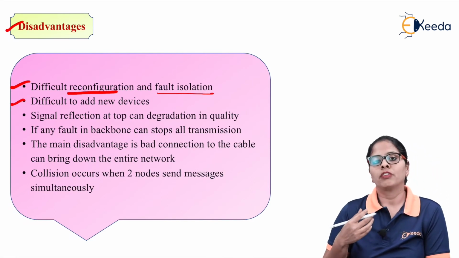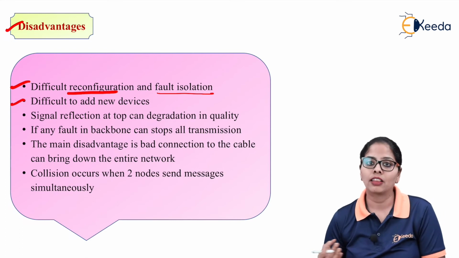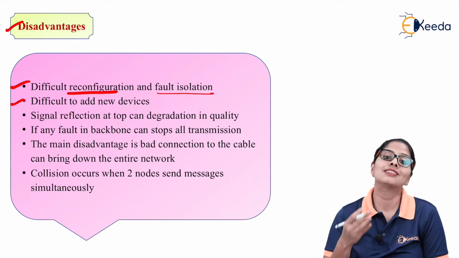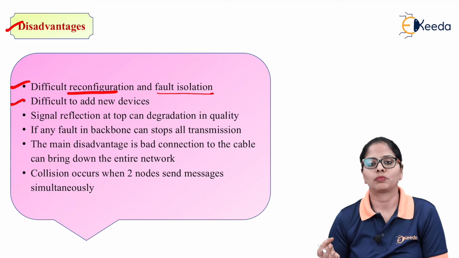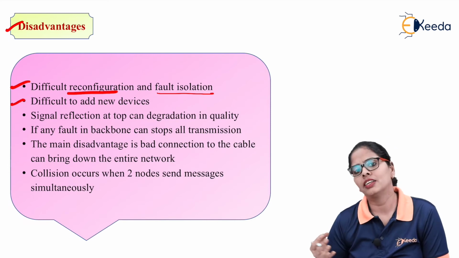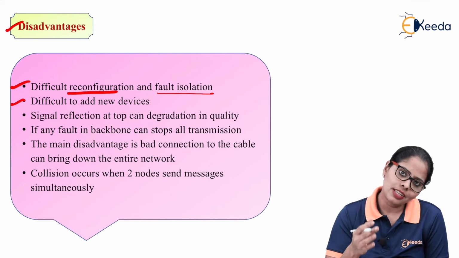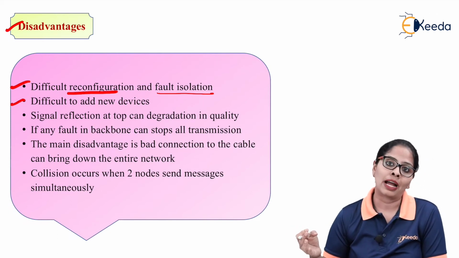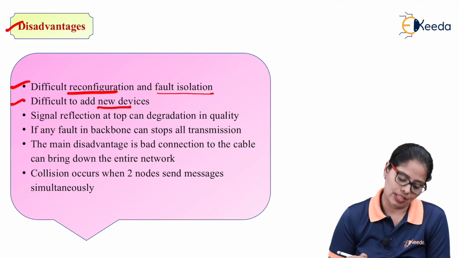So it is very difficult to find out the fault, and difficult to add a new device. As you know, if I want to add a new device, I will just extend the backbone network and then attach the device. But there is a limitation for extending the LAN cable, because as you increase the length, the signal distortion goes on increasing. So there is a limit to how much you can increase that backbone LAN, and it is difficult to add a new device.